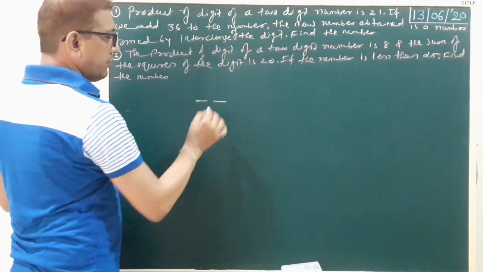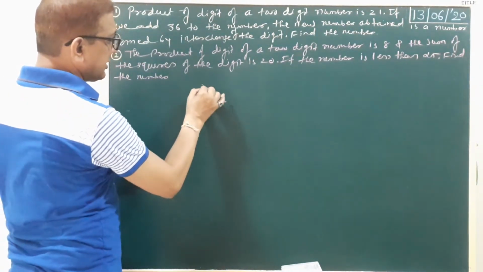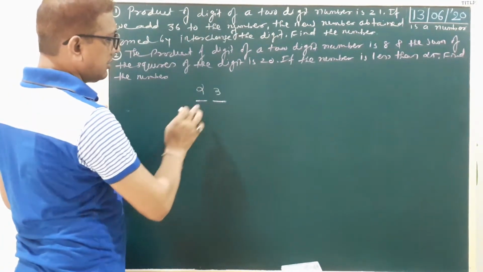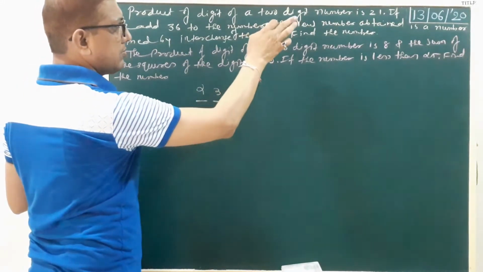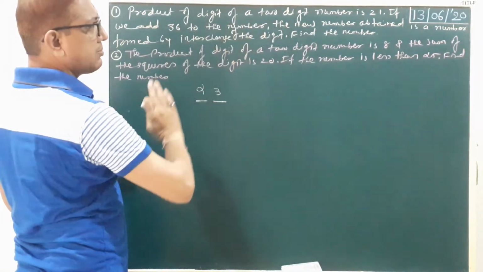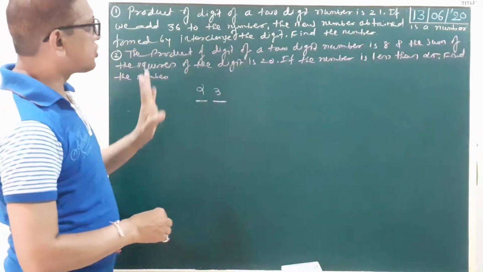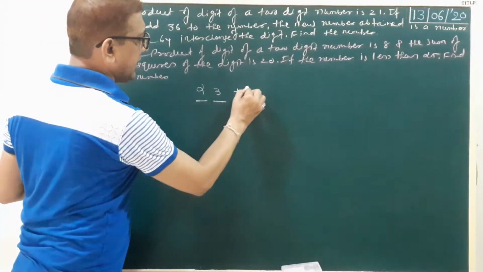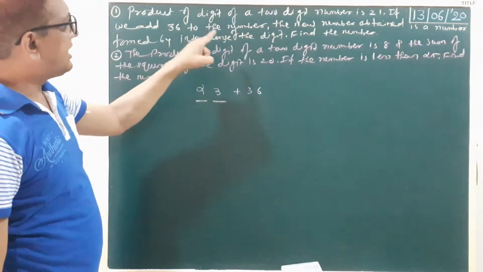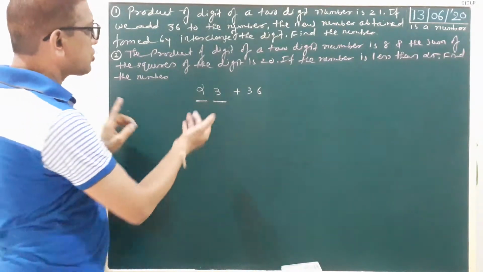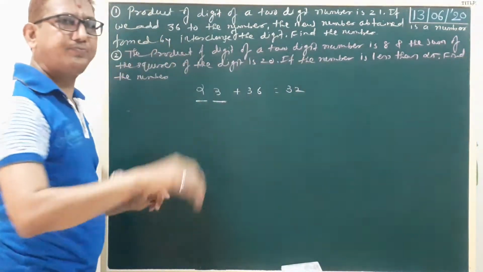Suppose we have a two-digit number, any one. Suppose we write 23. The multiplication of these two digits is 6. In our question, the product of the digits of a two-digit number is 21. If we add 36 to the number, that means 23 add 36, the new number obtained is the number obtained by interchanging the digits. Interchanging the digits of 23 gives 32.